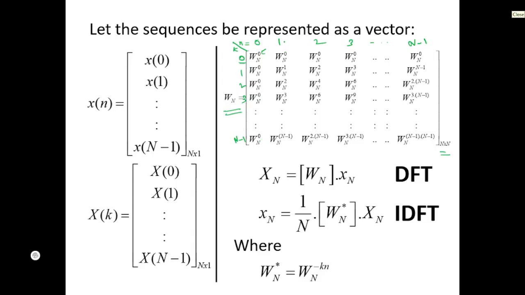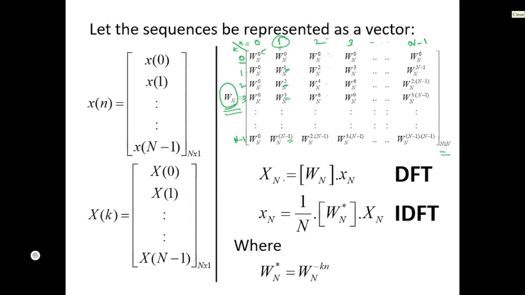Similarly, if you see 1 multiplied by 1 is 1, 1 multiplied by 2 is 2, 1 multiplied by 3 is 3, 1 multiplied by N minus 1 is N minus 1. Similarly, 2 multiplied by 0 is 0, 2 multiplied by 1 is 2, 2 multiplied by 2 is 4, like this you will go on. So from here you will be able to get the twiddle factor matrix.